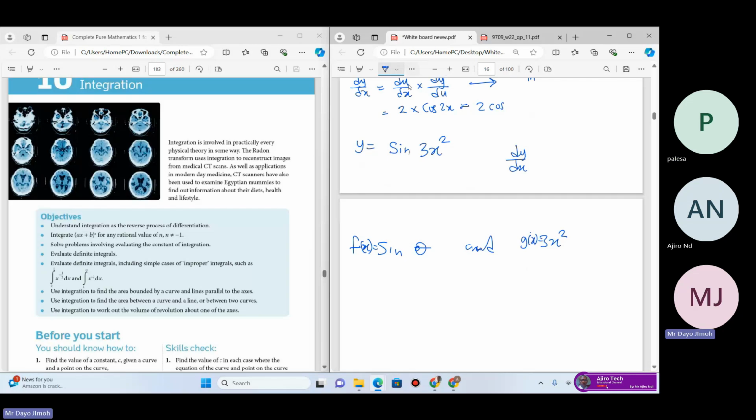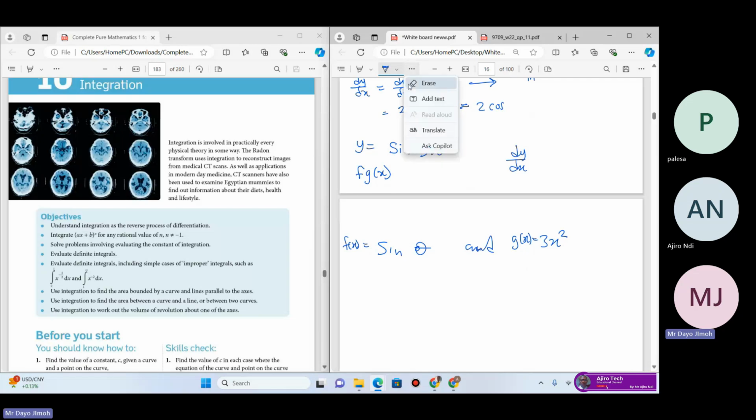sorry, let me write that again. If this first one is f of x, and this one is g of x, then this is like saying f of g of x, a composite function. So when you have something like this, you have to do the chain rule. When you have two functions inside the question, sine of an angle and a function of the angle, where the angle is another function itself, you have to do the chain rule.